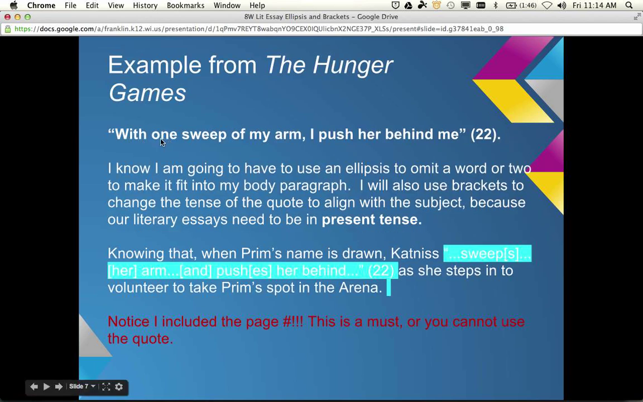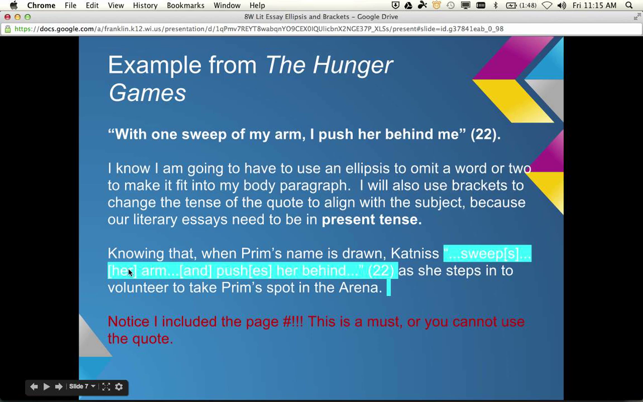This is a sentence from the book. "With one sweep of my arm, I push her behind me." I know I'm going to have to use an ellipsis to omit a word or two to make it fit into my body paragraph. I will also use brackets to change the tense of the quote to align with the subject, because our literary essays need to be in present tense. So, in my essay, I write, knowing that when Prim's name is drawn, Katniss, you wouldn't say Katniss sweep her arm, you'd say sweeps. So I'm going to add that S in brackets.